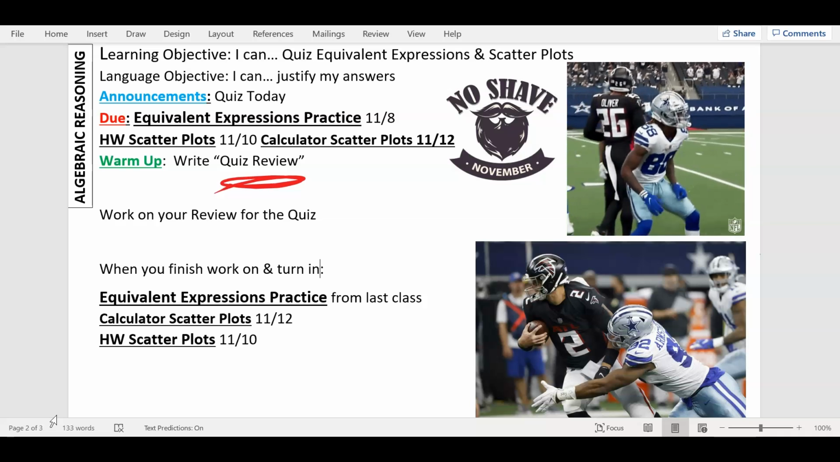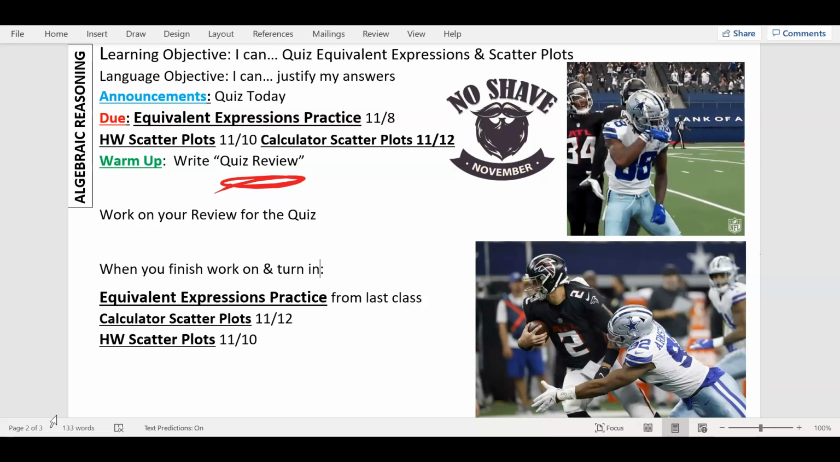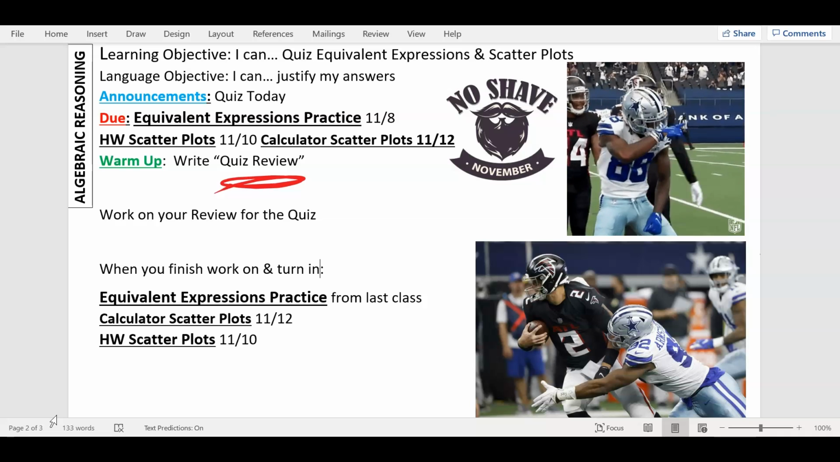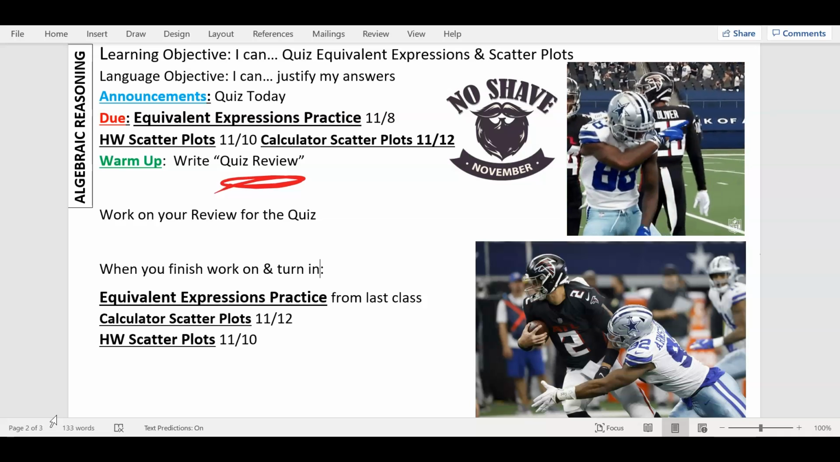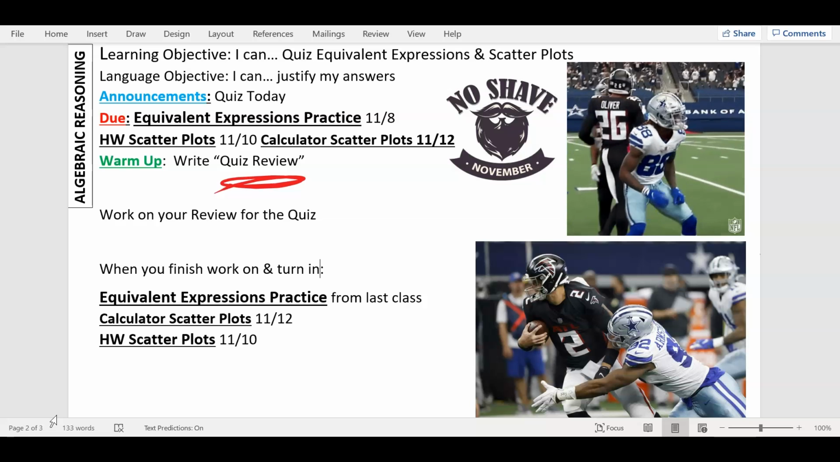Then we did scatter plots. So you're going to have 2 questions on equivalent expressions, 2 on scatter plots. We're going to go over it. Then you're going to take a quiz just like what we're going over. If you don't pay attention on the review, you get the grade you deserve.